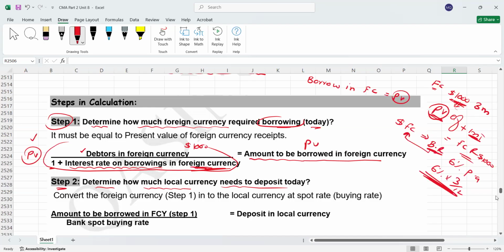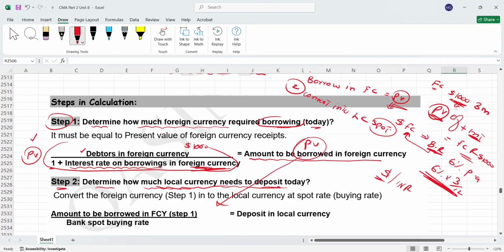This is how you will work. Step number two: this present value, you will simply convert into your local currency at spot rate. Step number two, determine how much local currency needs to be deposited today. So simply this present value we will convert into local currency. And I'm assuming here the quote is like dollar to Indian rupees, for example. This is how rates are quoted. So obviously I'm dealing with the first currency, so division will be applied.